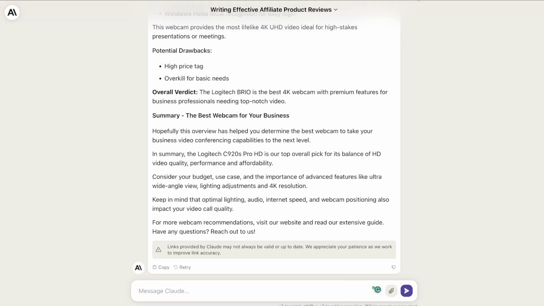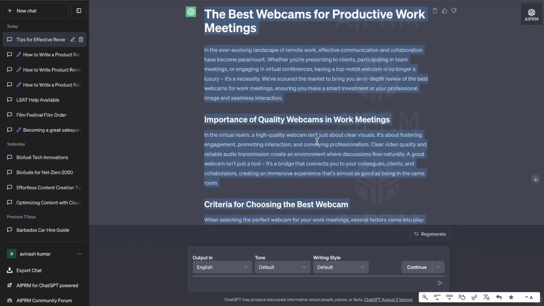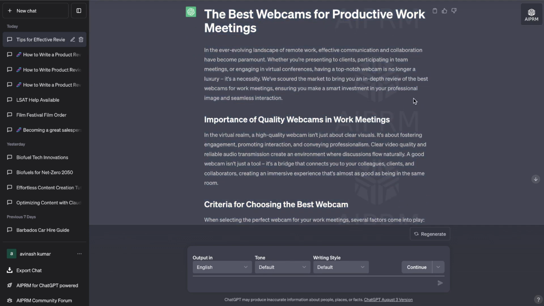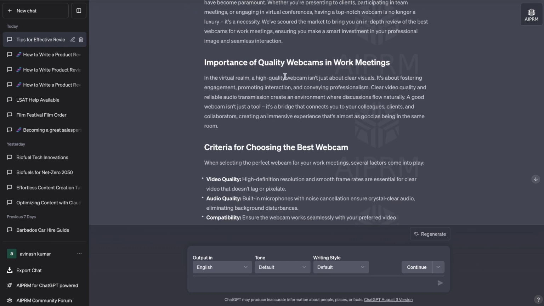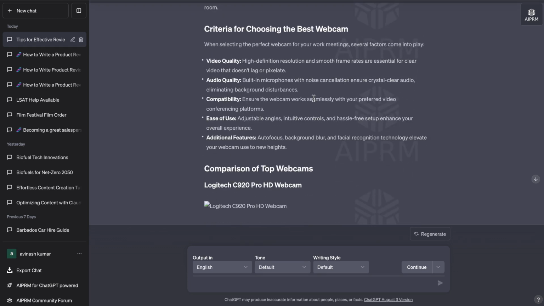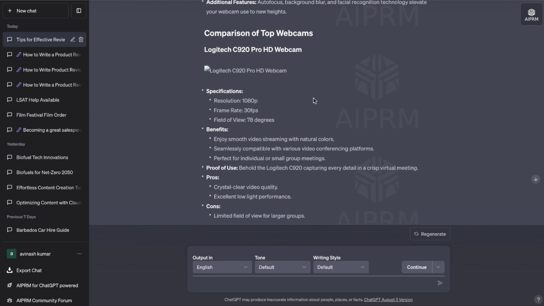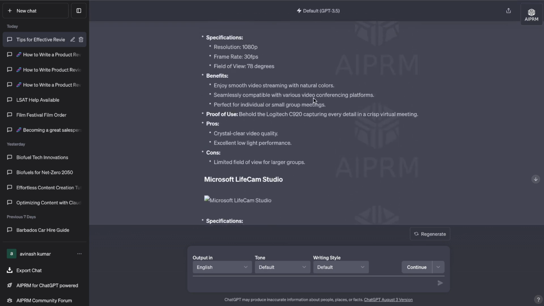So both of the articles have been completed. Let's go ahead and take a look at them to see the output quality. This is ChatGPT, the best webcams for productive work. We get an intro, importance of a quality webcam, criteria for choosing the best webcam, comparison of top webcams, and we have about 3 different comparisons there.